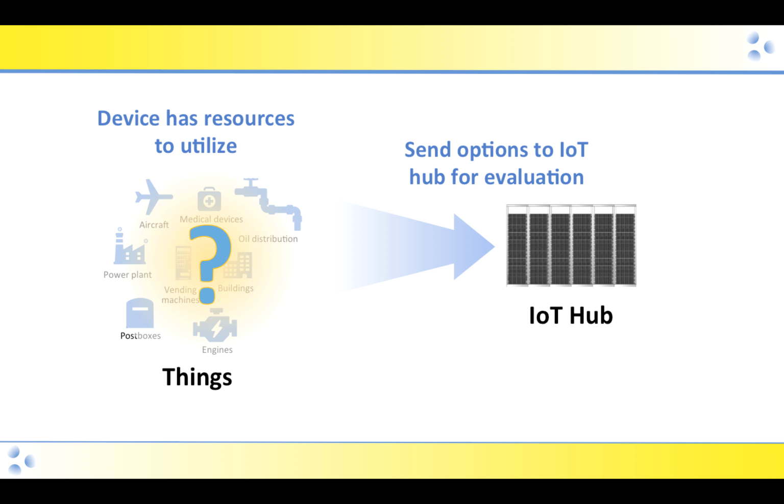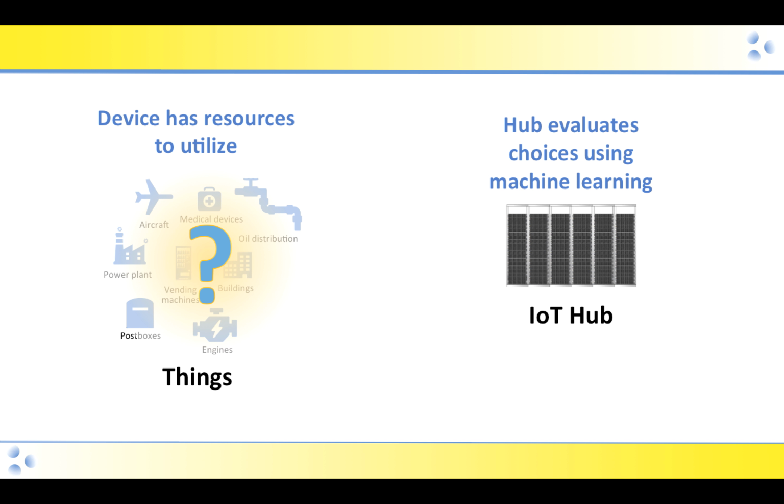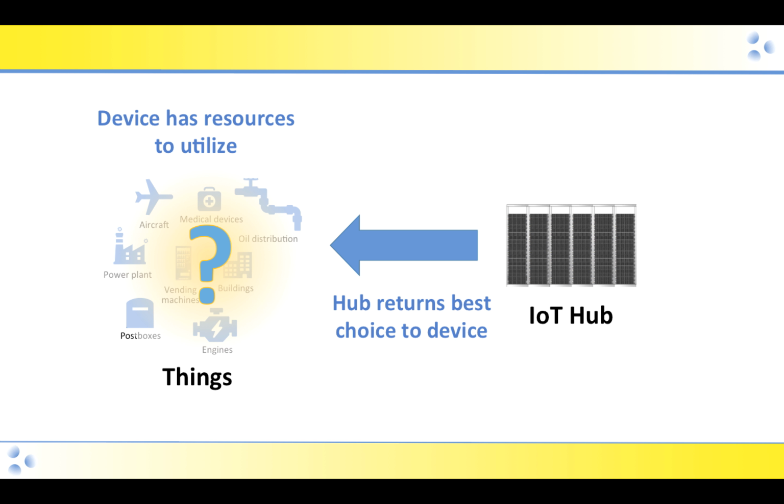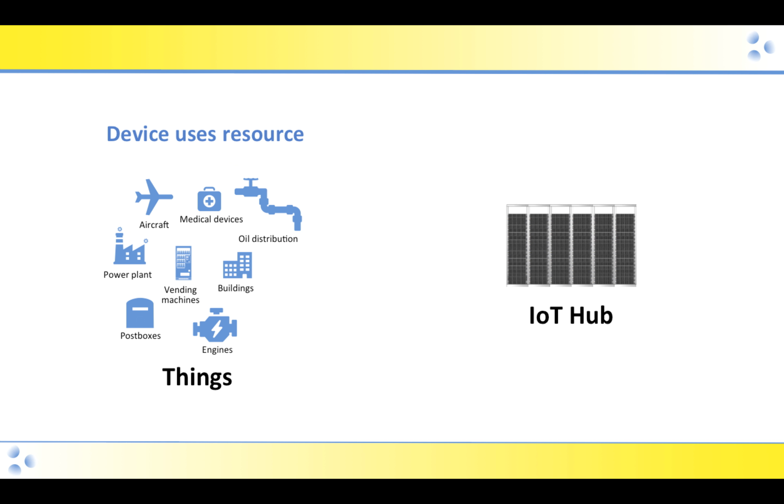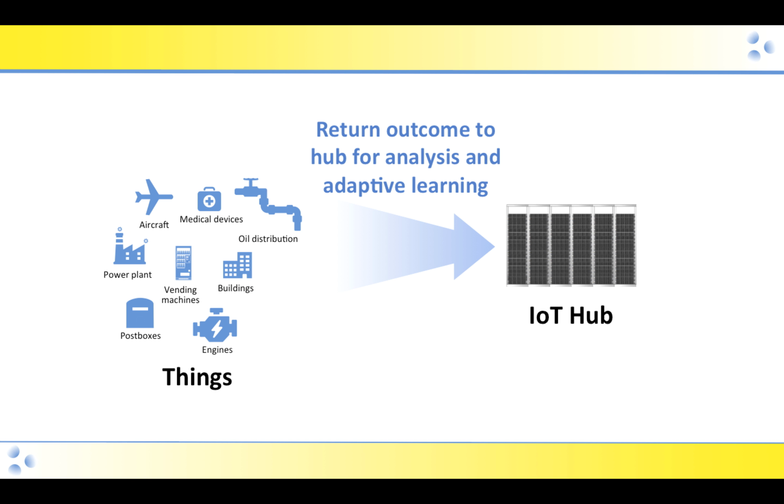So what the device is going to do is send the options to the IoT hub for evaluation. The hub is then going to use the things that it's learned from previous experience and other devices to choose which of those options is going to be best using some kind of machine learning algorithm. The hub will then return the best choice to the device, and then the device will use the resource. In order to improve the algorithm, the device will then return the outcome of the utilization of that resource, which could be flight time or profits on a particular device, and send that back to the IoT hub so that the hub can then improve the machine learning algorithms and improve the overall efficiency of the system.